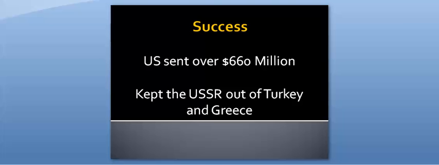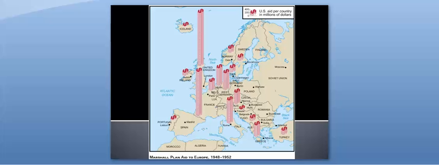In total, the U.S. actually sent over $660 million to stop communism from spreading to Greece and Turkey, and to keep the Soviets from having a warm water port, which would have made them more competition economically. So these are just two examples of policies that were used in the 40s and 50s to contain communism. We have two more we'll look at in this section of our unit, and those will be in the next set of notes.